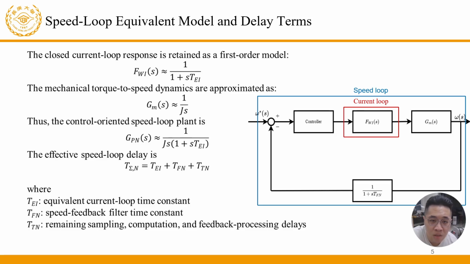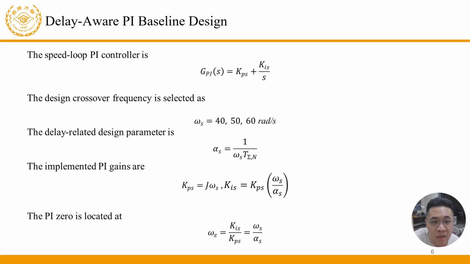In real systems, there are also delays. These delays come from sampling, computation, and filtering. We combine all these effects into one equivalent delay. This delay will be considered in the controller design. Next, we design the PI controller as a baseline.